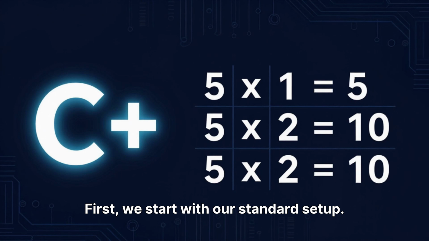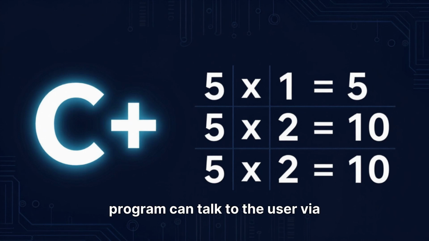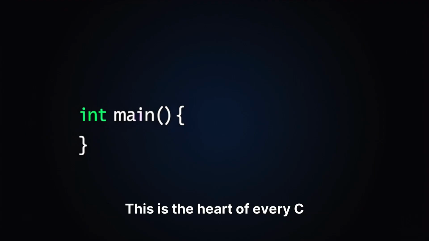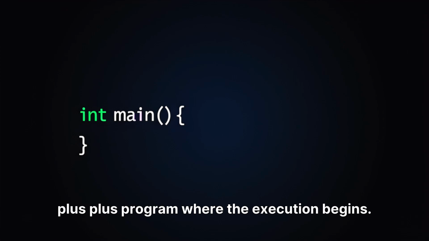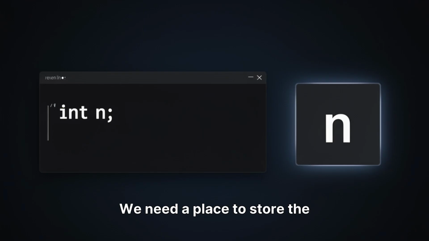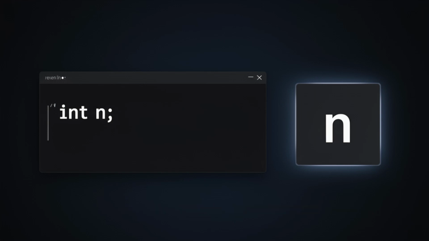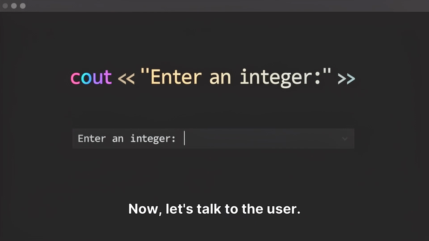First, we start with our standard setup. We include the iostream library so our program can talk to the user via the console. Next, we define our main function. This is the heart of every C++ program where the execution begins. We need a place to store the user's number, so we declare an integer variable named n. Simple and effective. Now let's talk to the user.